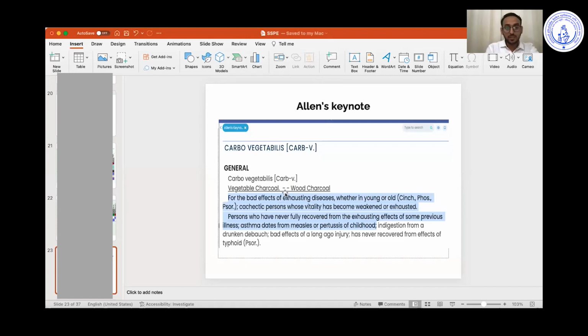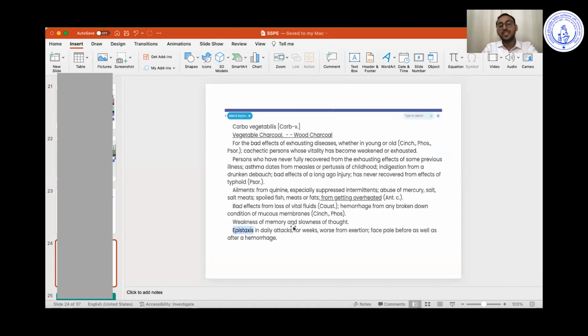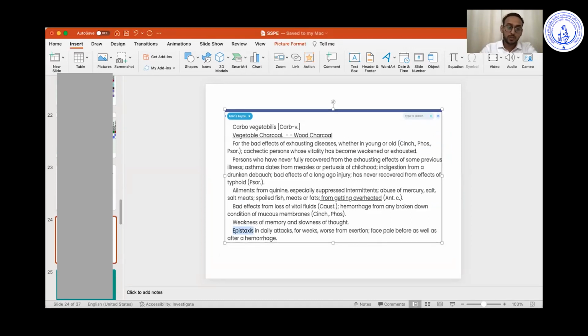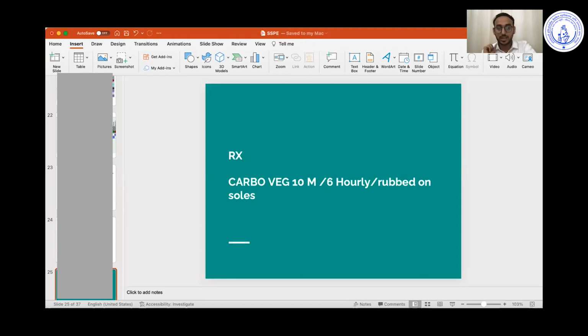So as we can see here in Allen's Keynotes, it is written that Carbo veg is one of the important remedies where the person never fully recovered from past illnesses like measles. And do you remember I told you the first and initial symptoms of the patient were a lot of cold, cough, and bleeding? So when we see, it is written that Carbo veg is also an important remedy for epistaxis. So the remedy selected for this case was Carbo veg, and the potency was 10M.